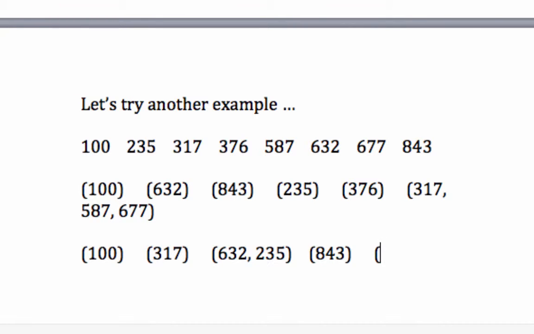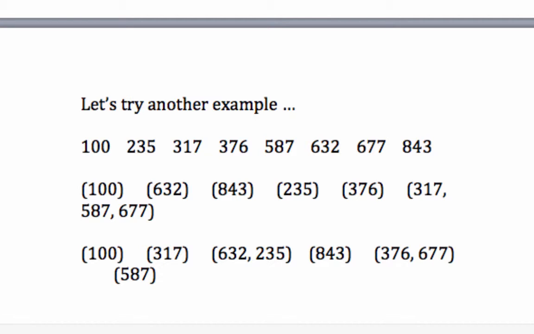Numbers that have a 5 in the middle, there are none. Numbers that have a 6 in the middle, there are none. Numbers that have a 7 in the middle, I see 376 and 677. So 376 and 677. And then numbers that have an 8 in the middle, I see only 587. And then there are no buckets needed for numbers that have 9 in the middle. So that's the end of the second pass.